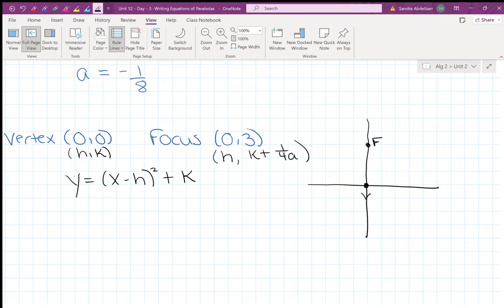How do we know if it's vertical or not? How do I know if the parabola is going to be vertical or not? Is it if the focus is above? So yeah, the parabola always opens towards the focus. I got it. So it's sort of like Pac-Man eating the focus.